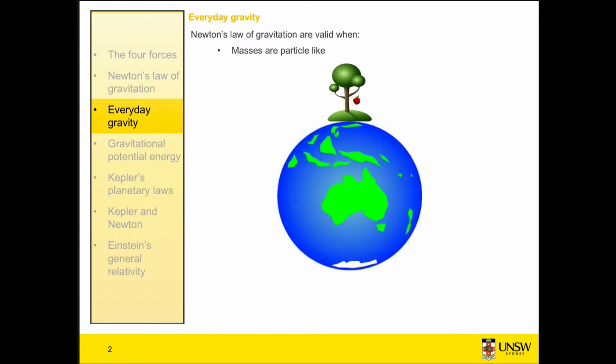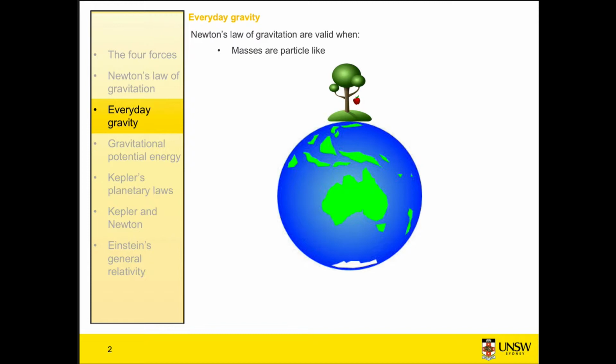So when we look at objects on Earth, in this case we'll look at our apple again. And from the point of view of an apple, the Earth certainly doesn't appear as a point-like particle. The Earth appears as a big flat ground that stretches from here to the horizon. So under those circumstances, we can't apply Newton's law of gravitation.